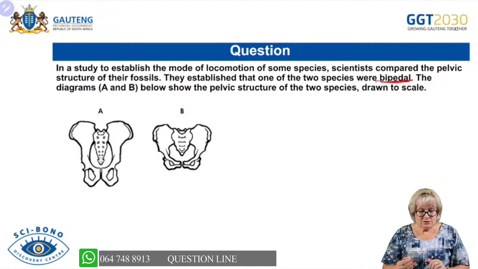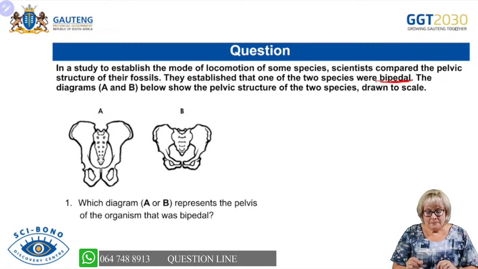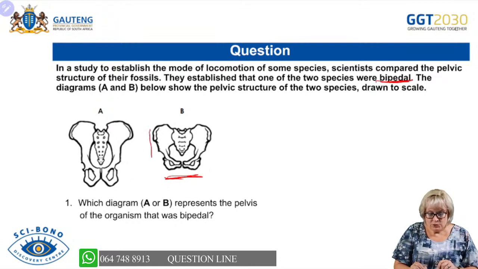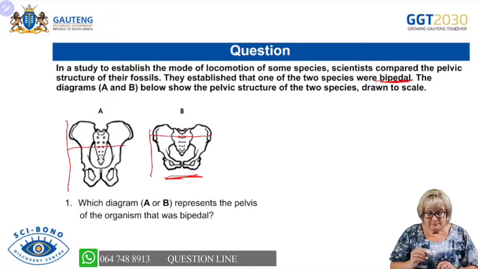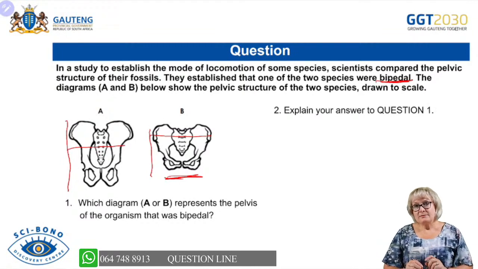Now let's look at the questions. Which diagram, A or B, represents the pelvis of the organism that was bipedal? All right, remember, bipedal is humans. This is the pelvis of a human. Because why? It's short, but it is wide. This one is the one of the African ape because it's long and it's narrow. If you look here, narrow. Explain your answer to question 1. I've just actually done that.